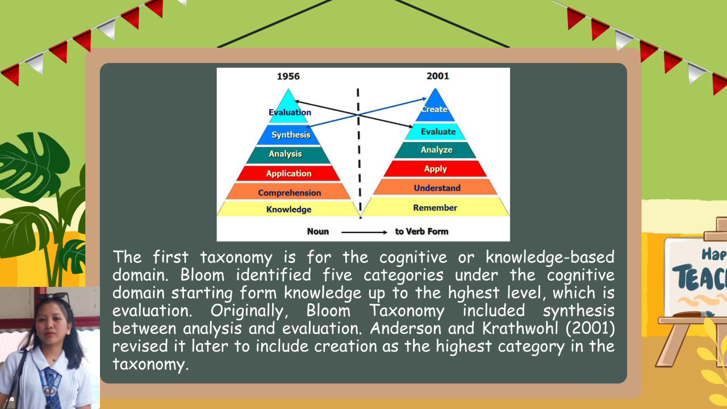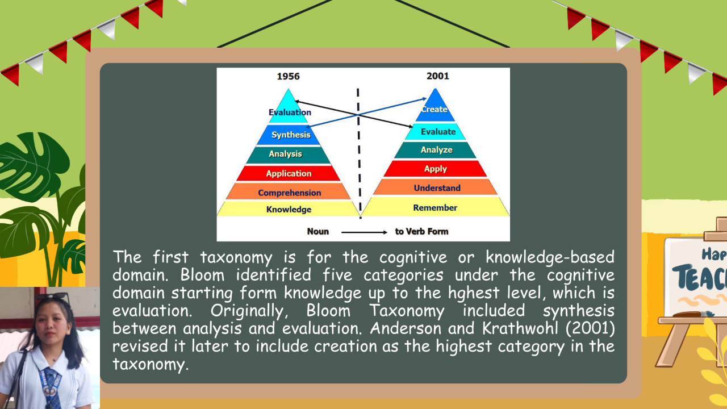So, let's talk about the key differences, summarized. First is nouns versus verbs. The original uses nouns, for example, knowledge and synthesis, while the revised uses verbs, like remembering and creating, making it more action-oriented for setting learning objectives. The second one is the highest level. In the original, evaluation was the highest cognitive skill, while in the revised version, creating is the highest.